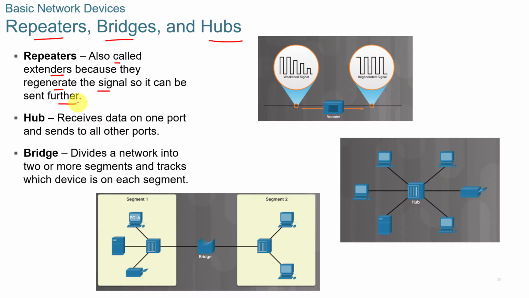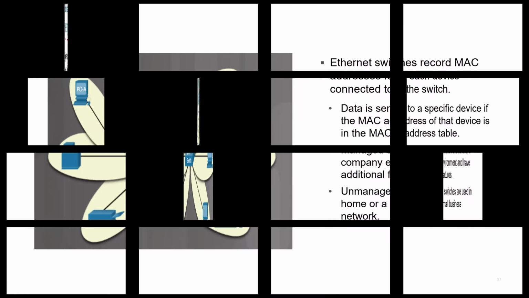So let's say that if you have some clients that are a little bit too far from the wireless router, you would have a repeater in place and it picks up the signal and repeats it. It strengthens it or rebroadcasts it so that you can then go to a further distance. A hub receives data on one port and sends it out to all the other ports. And a bridge divides a network into two or more segments and tracks which devices are on each segment.